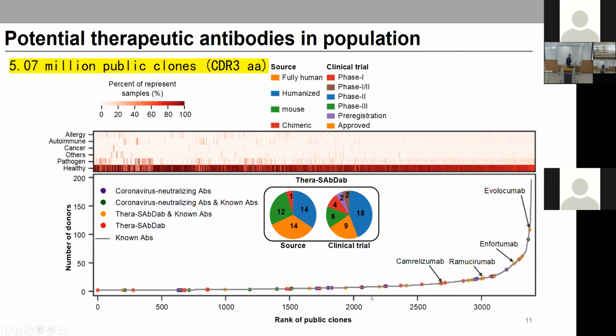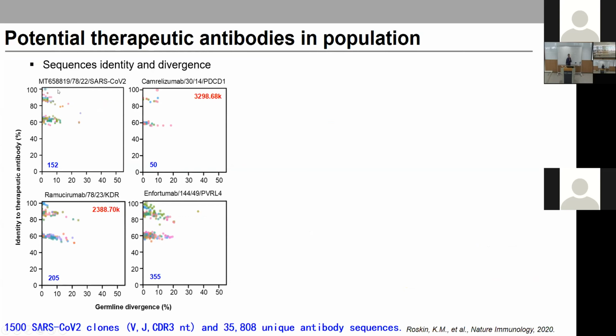healthy people, we found that 14% of the therapeutic antibodies were found in our data set. For example, this COVID-19 neutralizing antibody in Roskin's, I think, yeah. We found 22 donors and 78 samples, with 152 antibody sequences sharing exactly the same amino acid CDR3 with this neutralizing antibody.